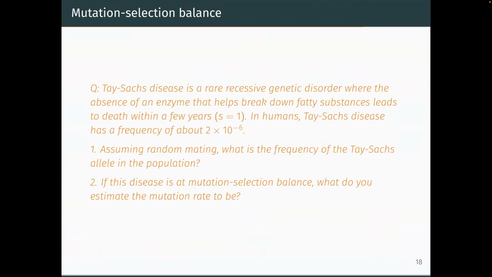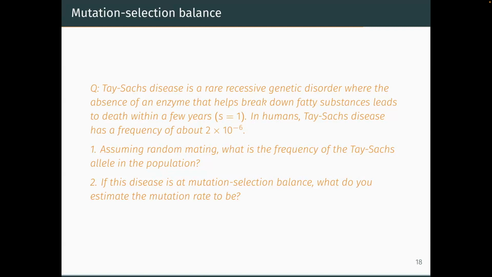So Tay-Sachs disease is a rare recessive genetic disorder in humans where the absence of an enzyme that breaks down fatty substances leads to death within a few years. Because it leads to death within a few years, those individuals who have Tay-Sachs disease are not able to reproduce. They die when they're children. So our selection coefficient here is equal to 1. It doesn't matter if those individuals survive for a few years; if they don't survive to reproduce, it doesn't matter whether they died at age 1 or age 10. The selection coefficient here is just going to be 1, completely lethal.